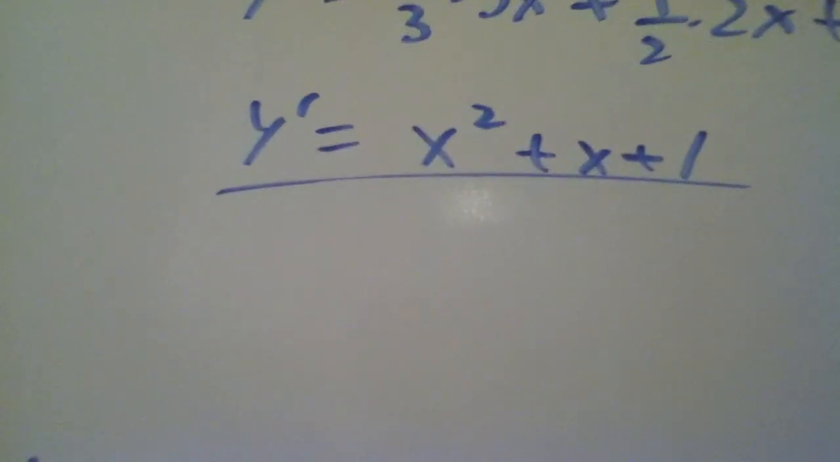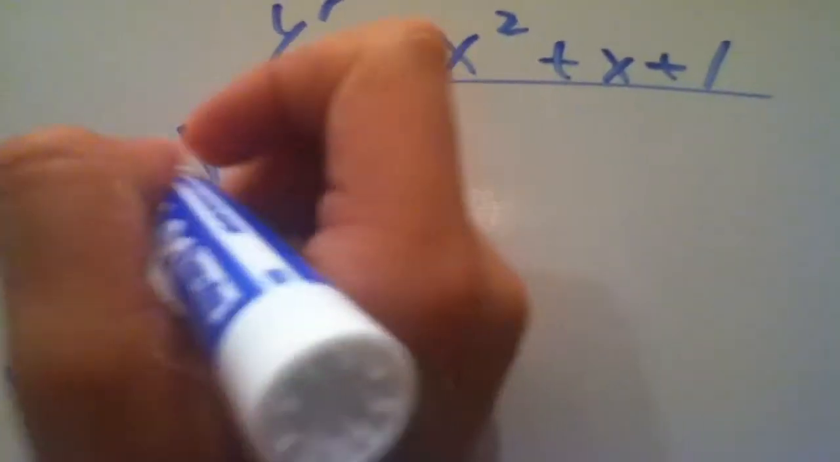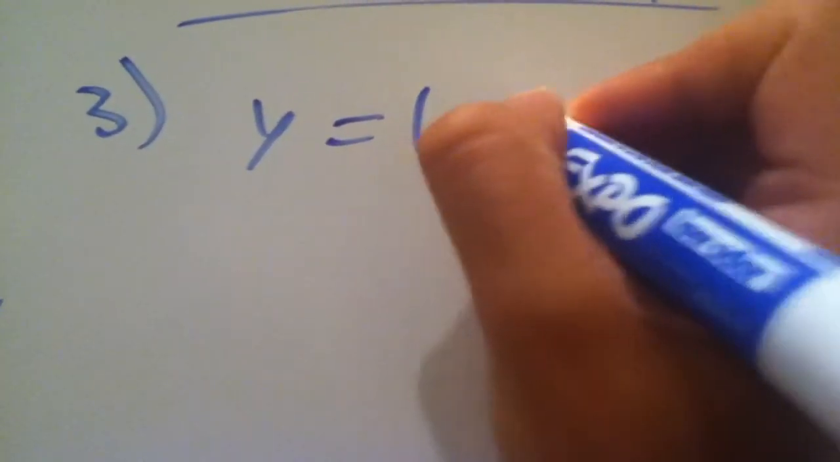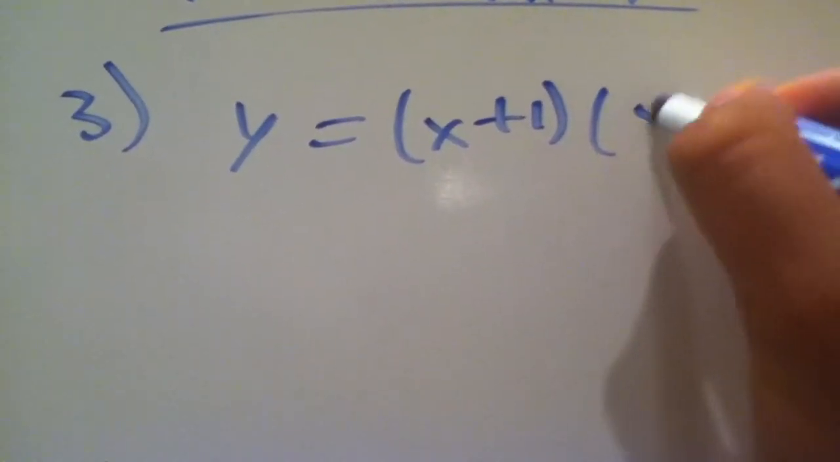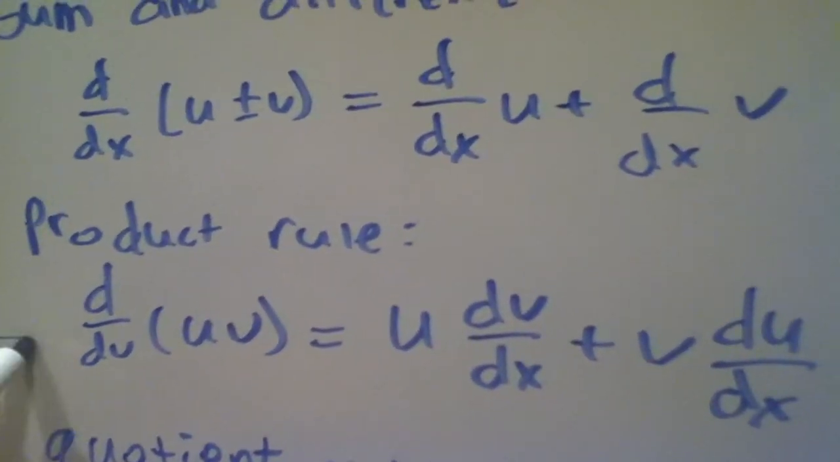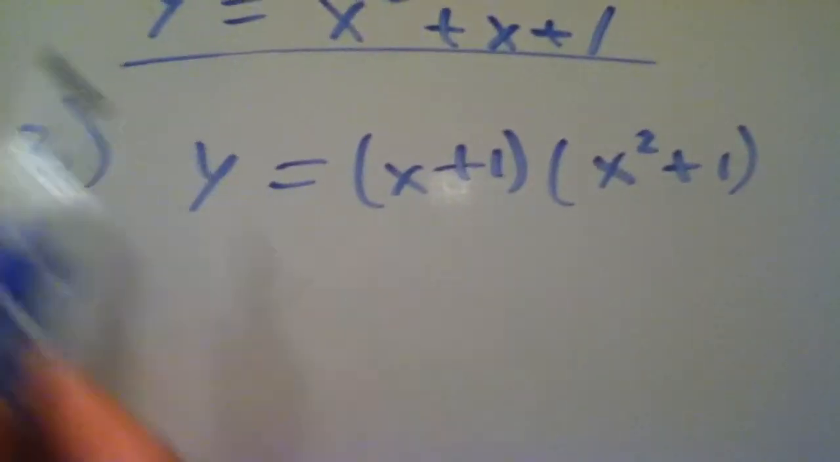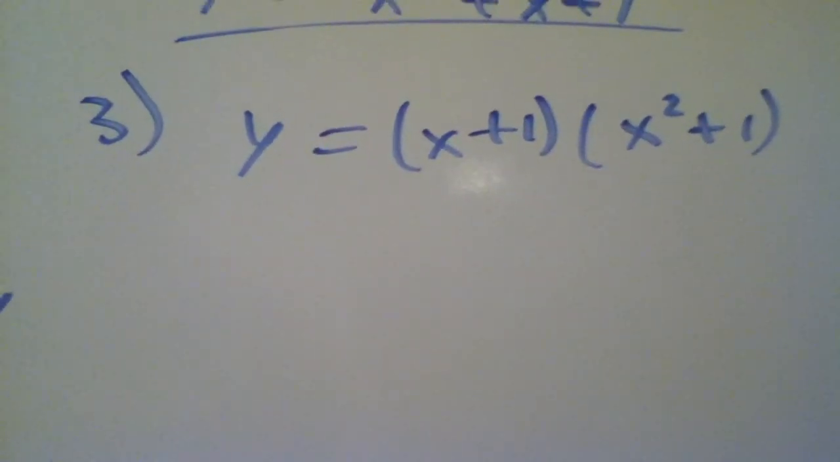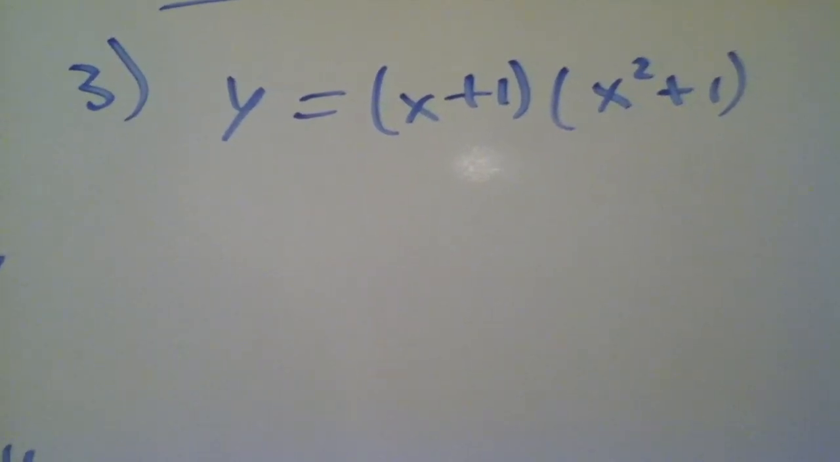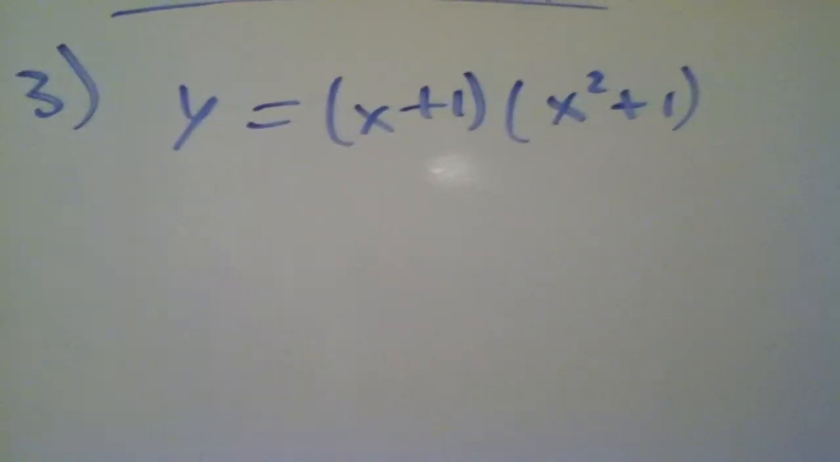Alright, our next example will be to do with the product rule. This example can actually be solved one of two ways, but we're going to solve it using the product rule. It's x plus 1 times x squared plus 1. So just to review what the product rule is, again, it's right here. One way to do it would be to FOIL it out and then do what we're doing above here. But we can also use the product rule, and it'll make it a little bit shorter and a little bit easier.